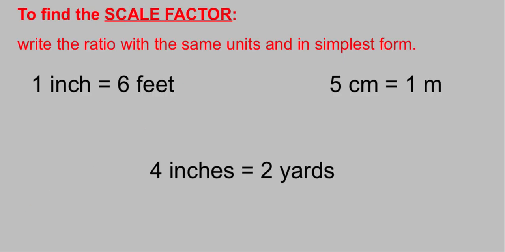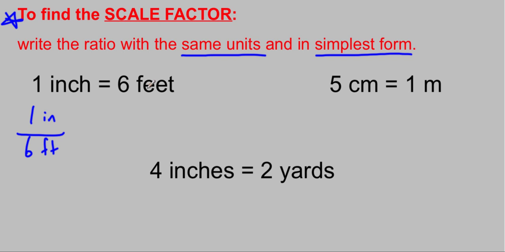Next part, to find a scale factor. What that basically means is we want to write the ratio with the same units and in simplest form. So basically a fraction that can be represented in simplest form. So this one says 1 inch is equal to 6 feet. So we start with 1 inch and we go to 6 feet. But the first thing it says is we need to change it to the same units. So since we're dealing in 1 inch, let's change feet into inches.